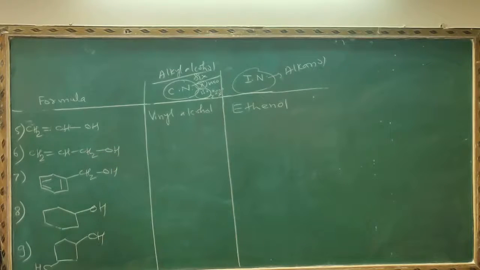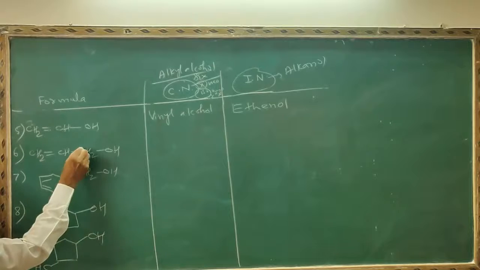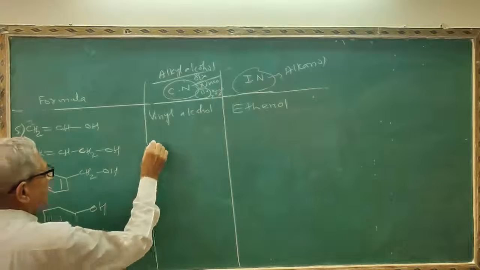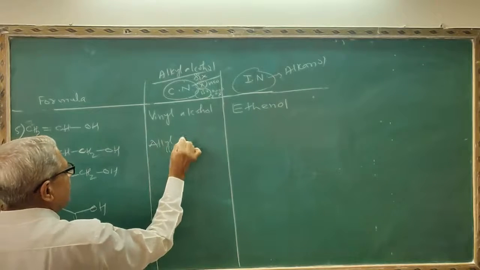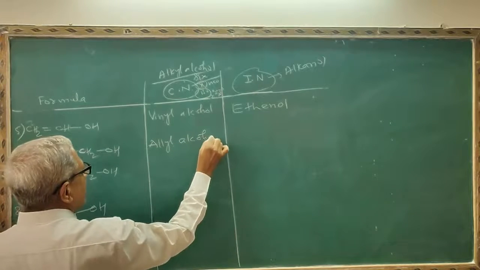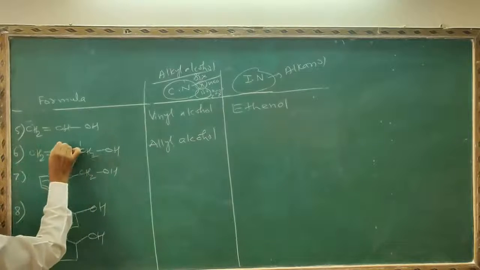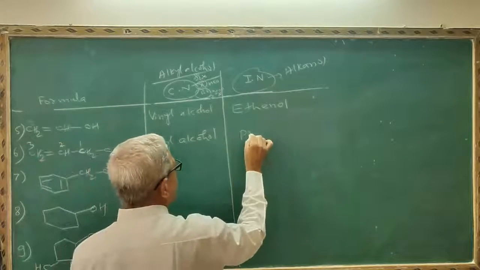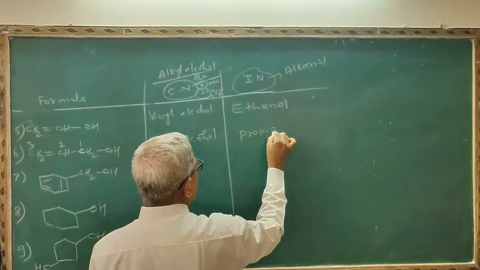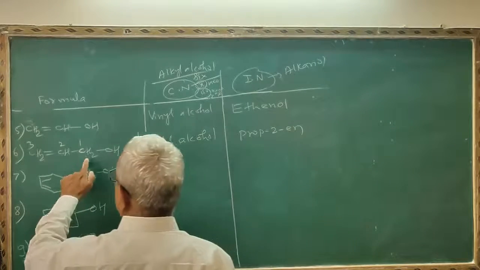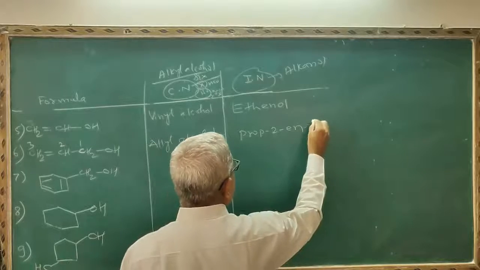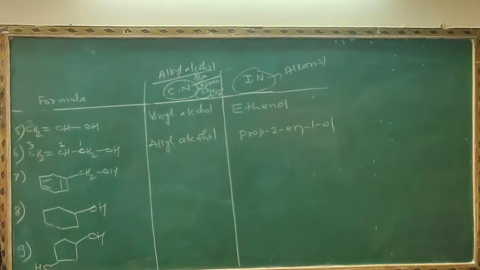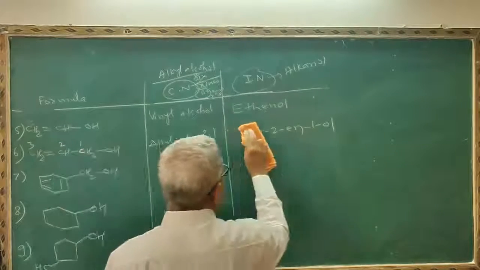Second one. What is the common name of this one? What is the type of this carbon atom? It is an allylic carbon atom. So this is allyl alcohol. IUPAC name: number 1, 2, 3. It is a derivative of prop-2-ene, the double bond starts from carbon number 2, and 1-ol. Prop-2-en-1-ol. If you do not understand, step by step I will explain here.